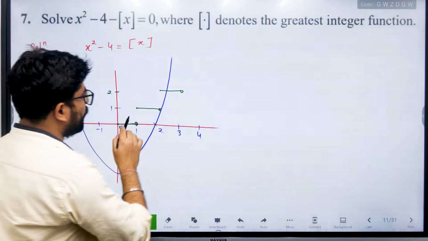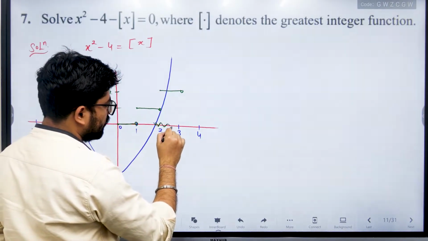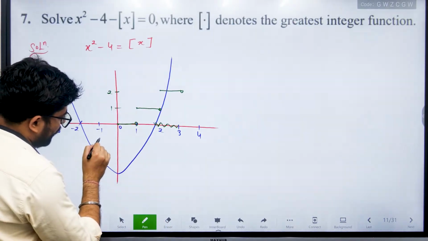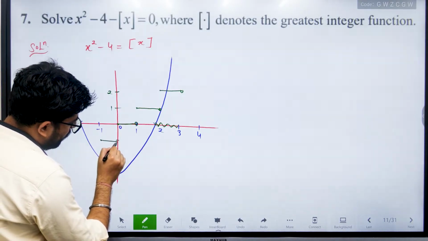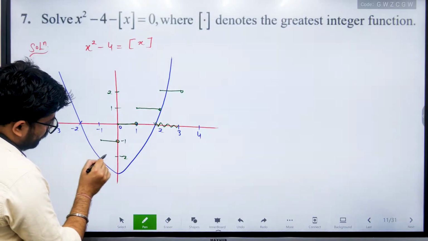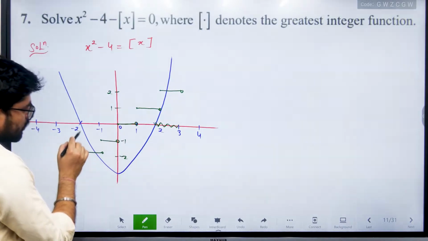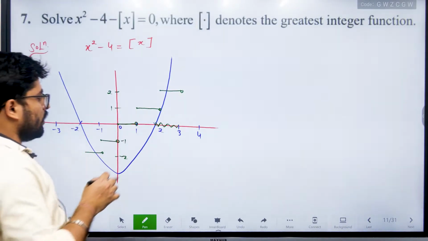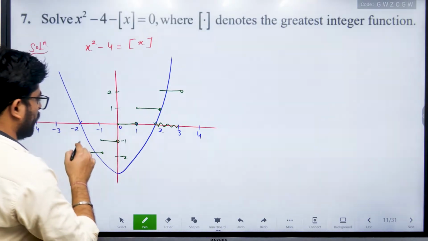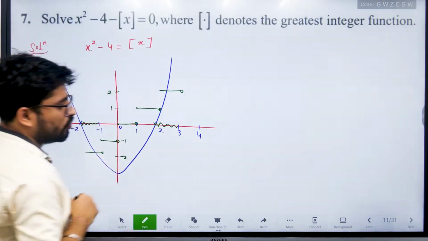So you have what? You have a point of intersection with your graph where? In 2 to 3. Similarly, when you draw the graph here, you will get this thing. That's minus 1, minus 2. So the graph is like this. Okay. So it means you have points of intersection of your greatest integer x with x square minus 4 between minus 2 to minus 1 and between 2 to 3.